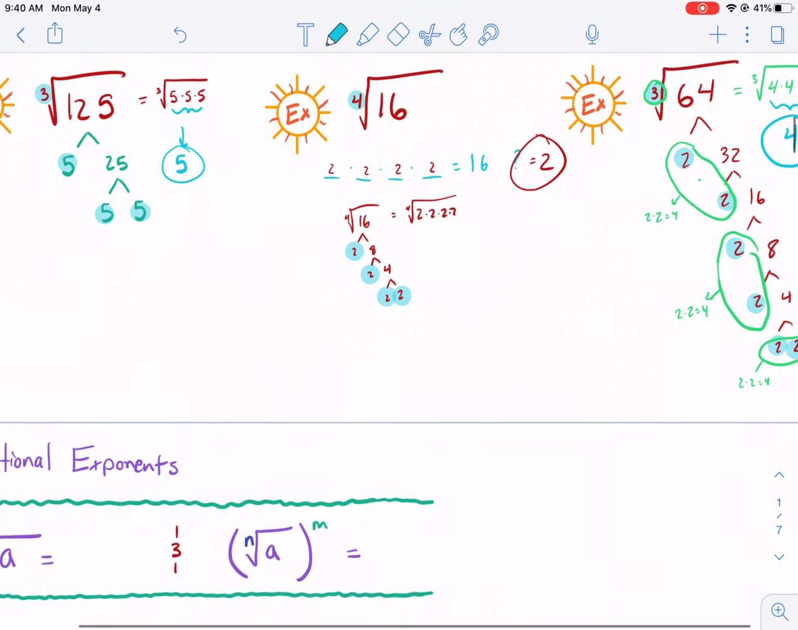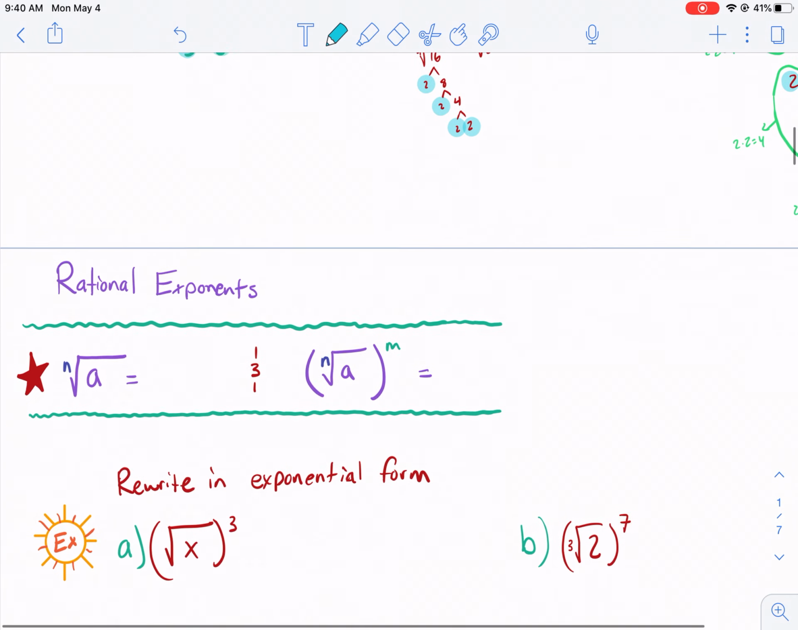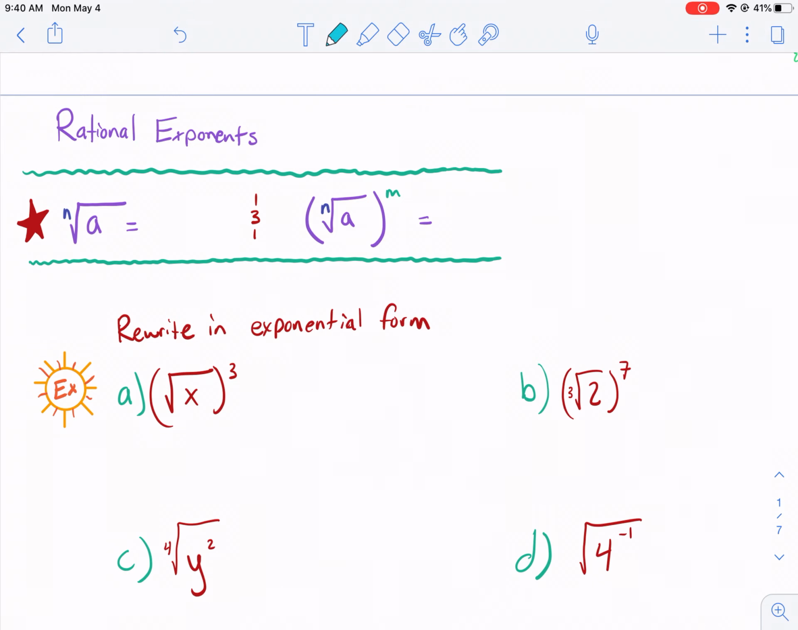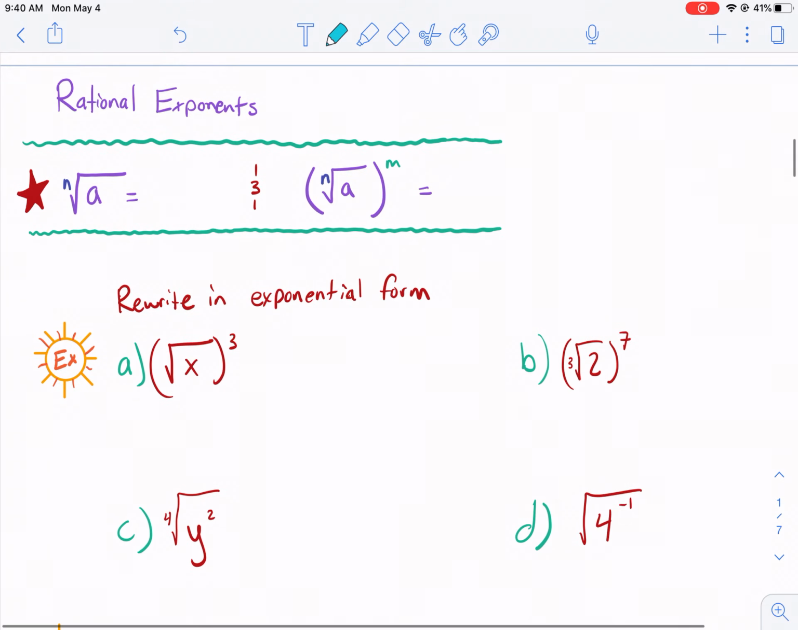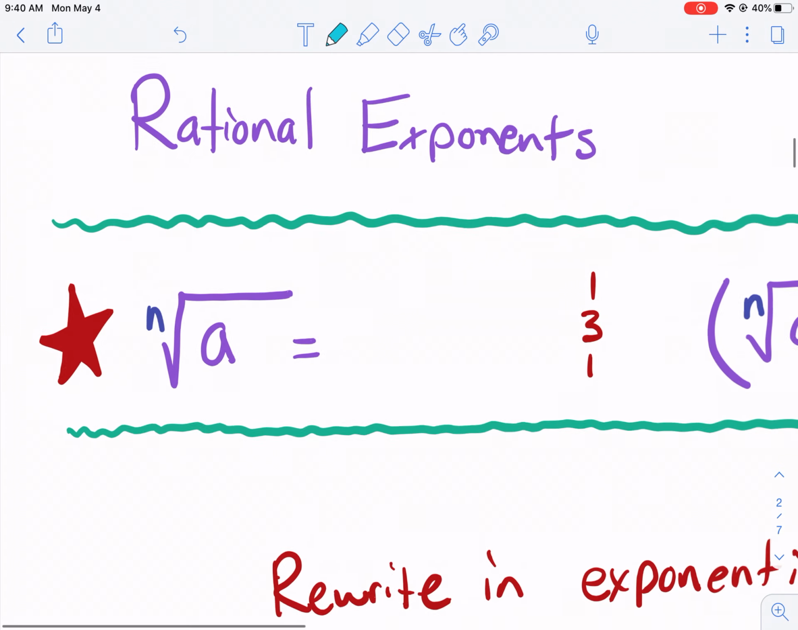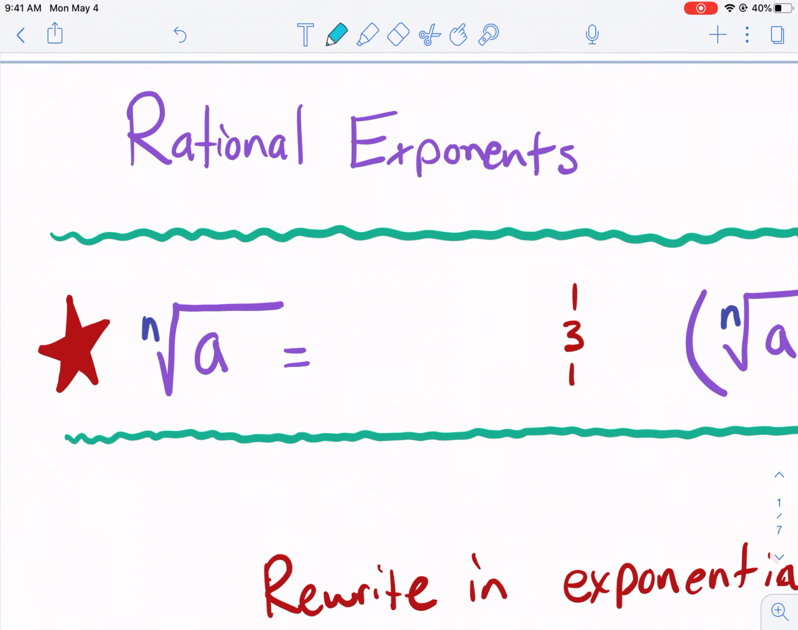But it is possible. Now we're going to move on to a drastically different concept. It's related, but for most people, this is kind of game-changing. So let's say we have a power here, a radical here, and we want to convert it into a power. How would we do that? Well, in order to rewrite a radical as a power, we use fractions like this.